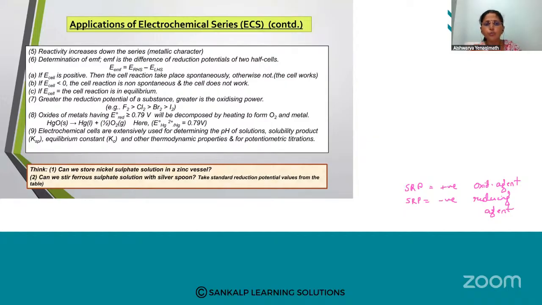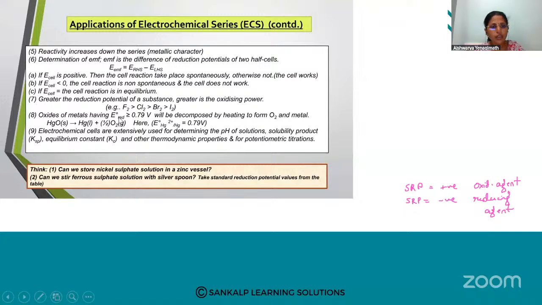Greater the reduction potential of a substance, greater the oxidizing power. Greater the reduction potential, so when you subtract, the value becomes positive, and that becomes a good oxidizing agent. Therefore I told you it is a better oxidizing agent. Lesser the reduction potential of a substance, greater is its reducing power. When the reduction potential becomes lower, that will be a better reducing agent.